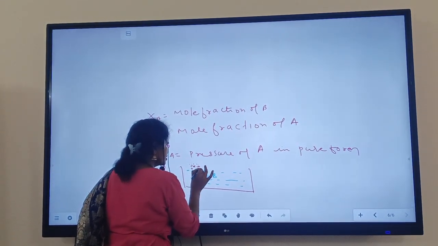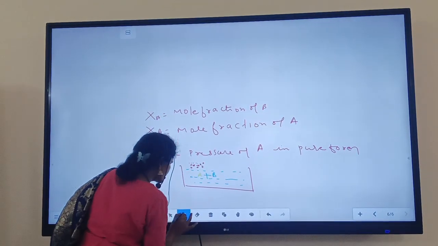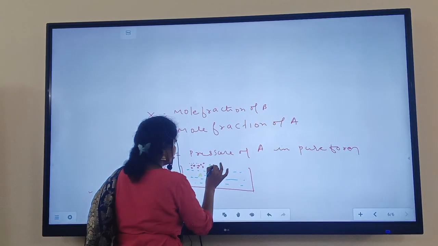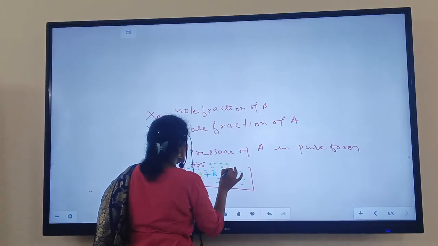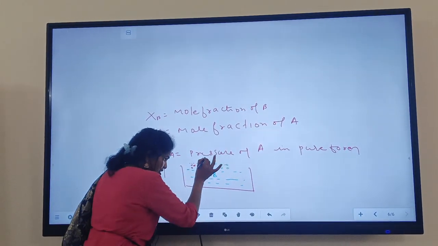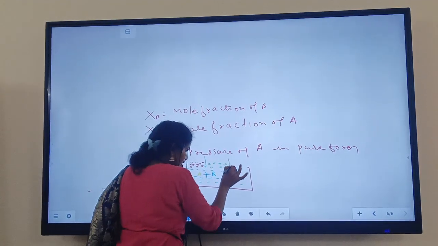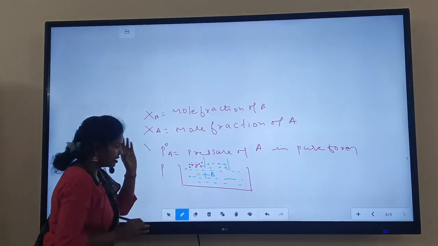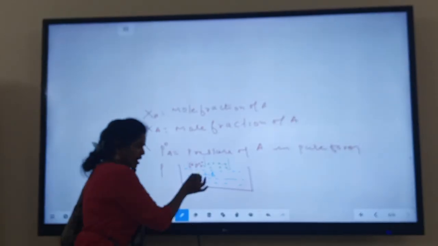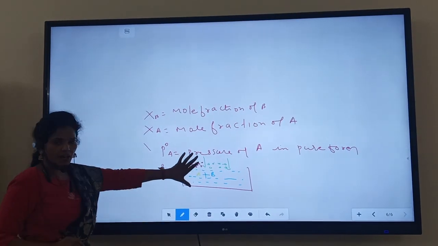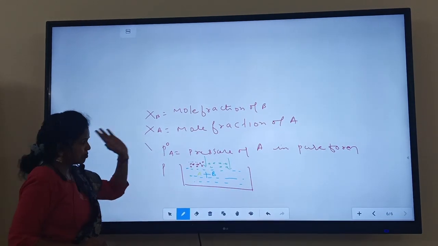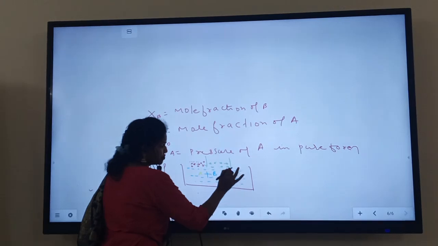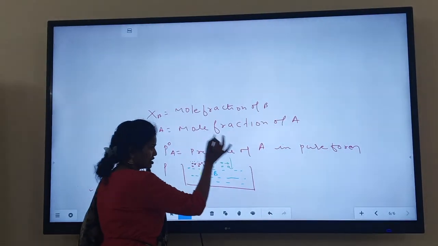Pressure means this vapor pressure exerts pressure on its liquid surface. Understand it? When we boil this solution having components A and B, with mole fraction of A, XA, and mole fraction of B, XB, it will form the vapor pressure.